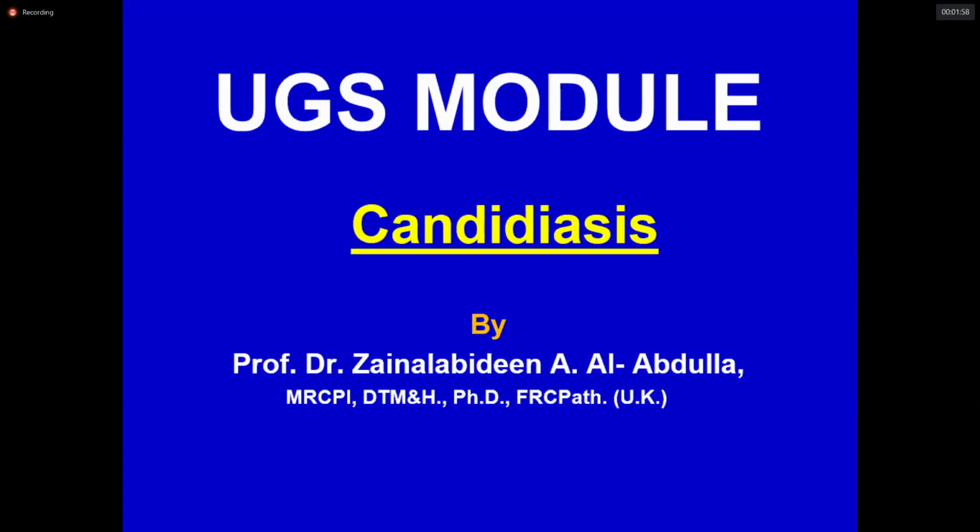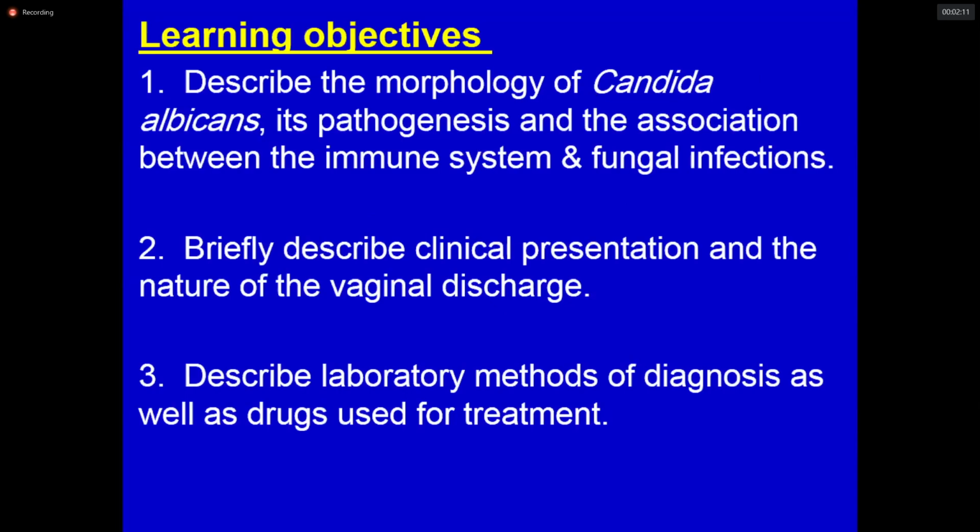In particular, we are going to speak about Candida albicans in relation to the UGS module. The learning objectives are to describe the morphology of Candida albicans, its pathogenesis, and especially to see the association between the immune system and fungal infection. Candida albicans is a fungus. So we are going to see the association between immune deficiency and infection with Candida albicans.